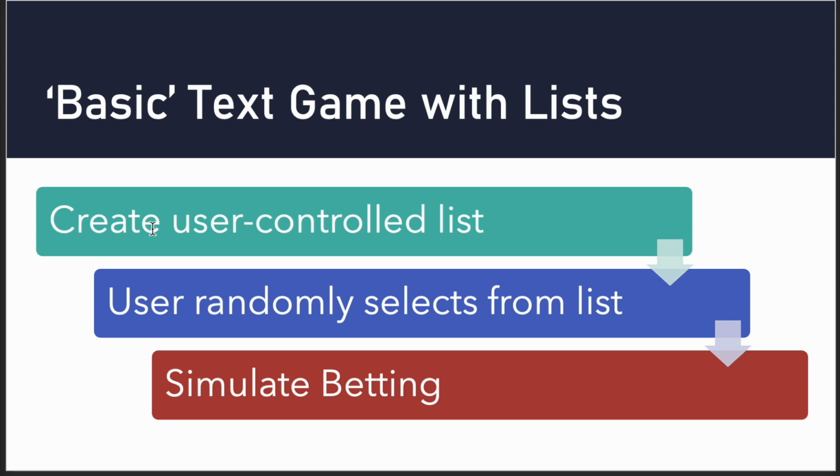And then we have to simulate betting. So the reason why people want to play any type of game is if they get some benefit, whether it's bragging rights, whether through a victory, or whether it's money. So we will simulate that next.